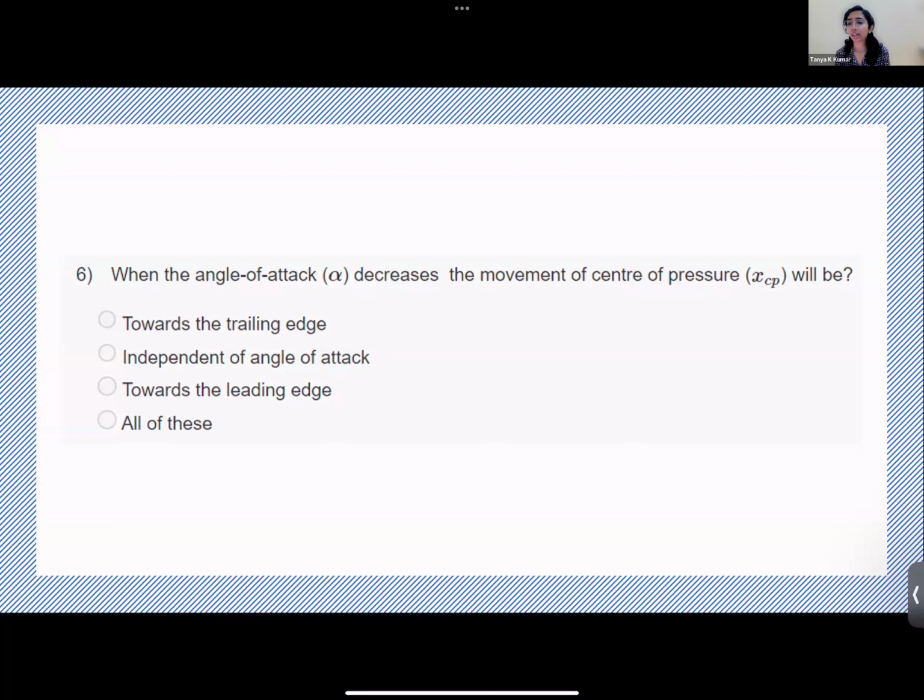Just with the concepts that we already know, just try to answer it. So yes, it is obviously due to the pressure distribution, but what changes in the pressure distribution makes it move towards trailing or leading edge? Okay, Harish, you said C. Can you try explaining your answer? C is towards leading edge.